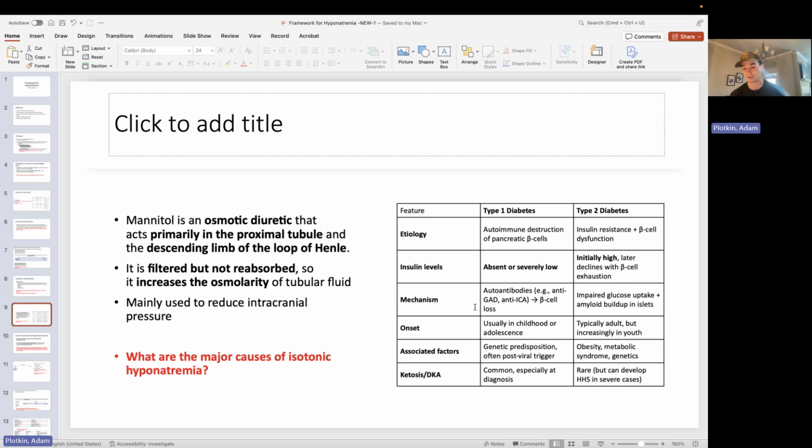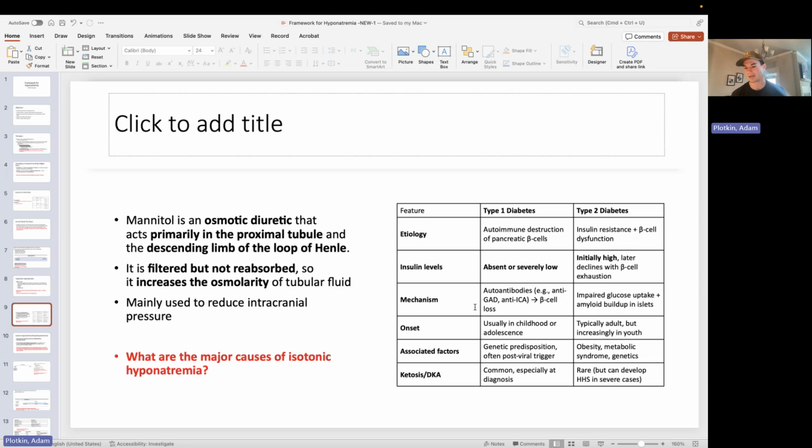Usually, they believe it has to do with fatty acid deposition that's destroying or altering the sensitivity of these receptors. So insulin levels in type 1 are going to be really low or absent, and insulin levels in type 2 diabetes are initially going to be high, and they're later going to decline.